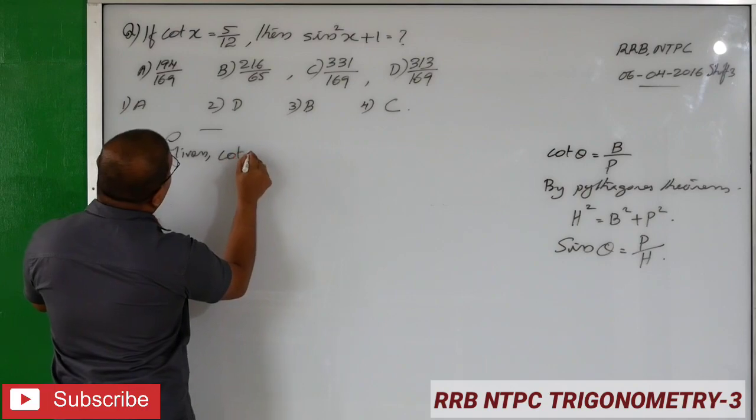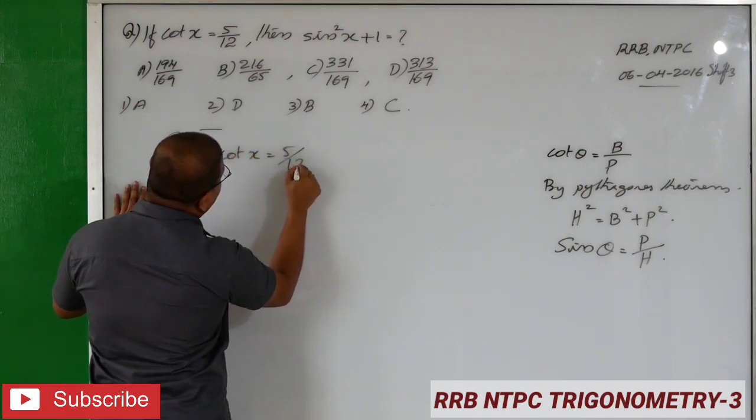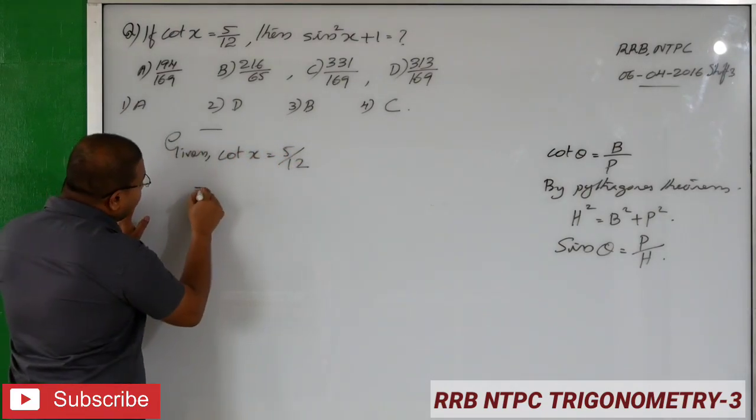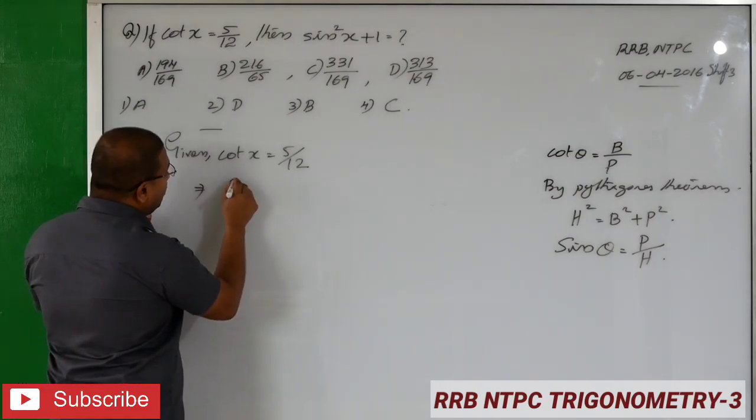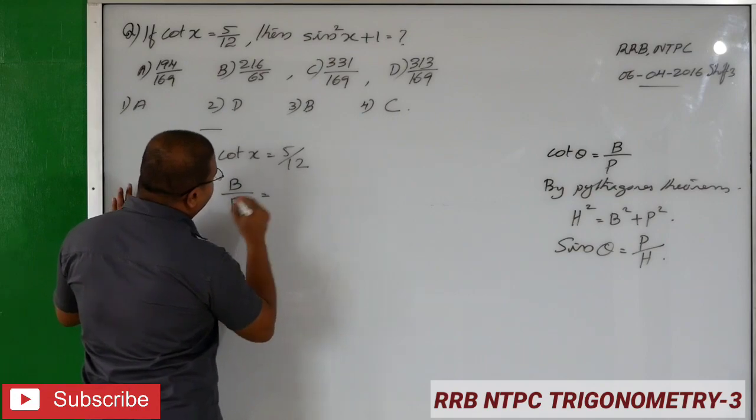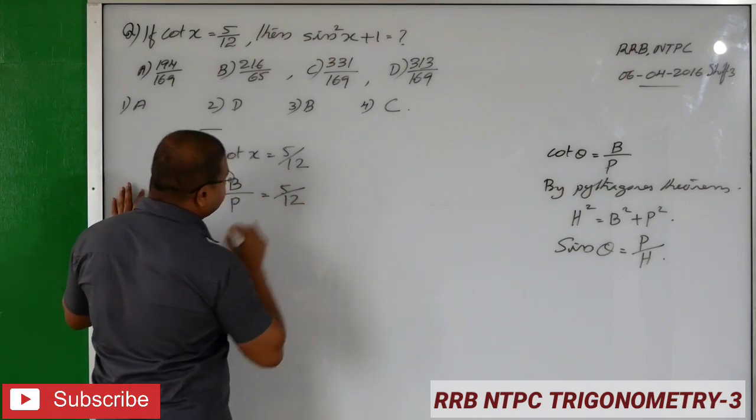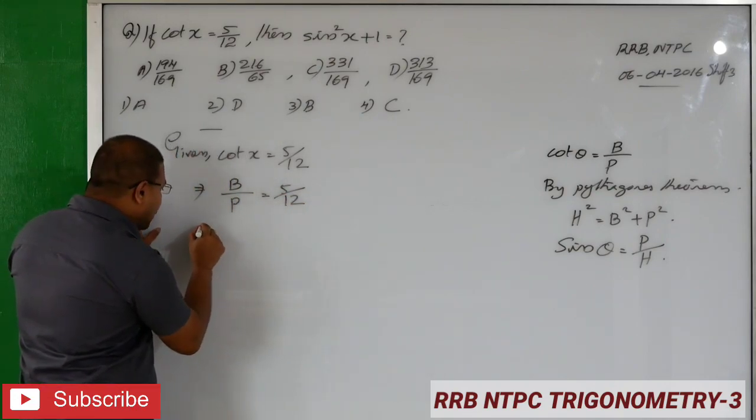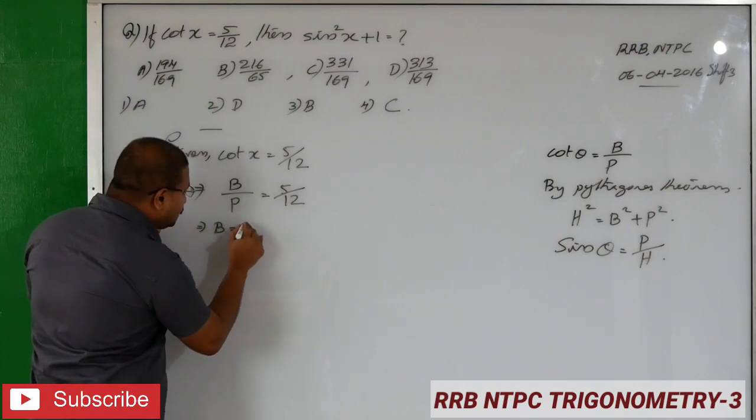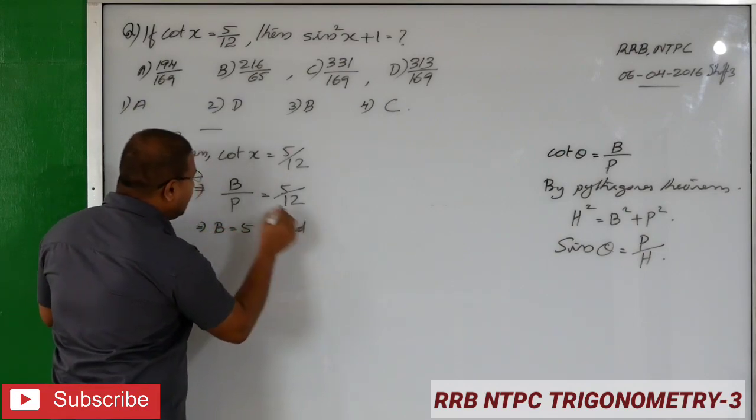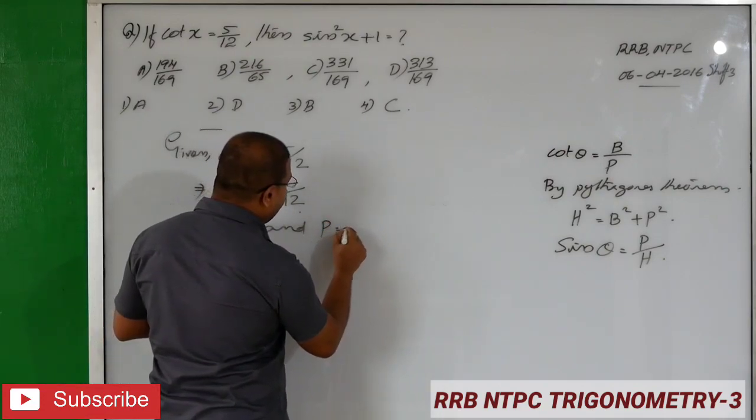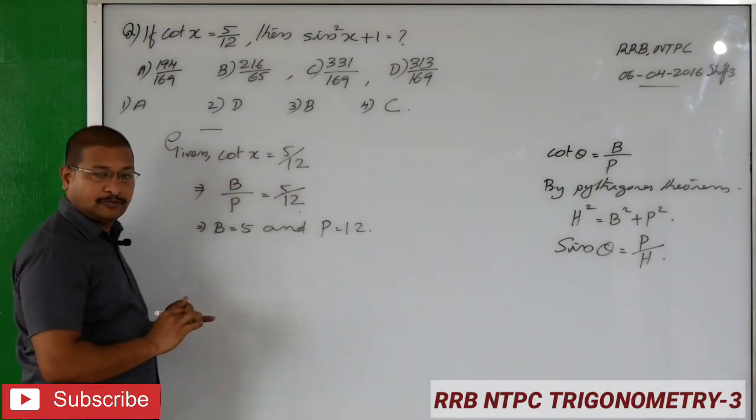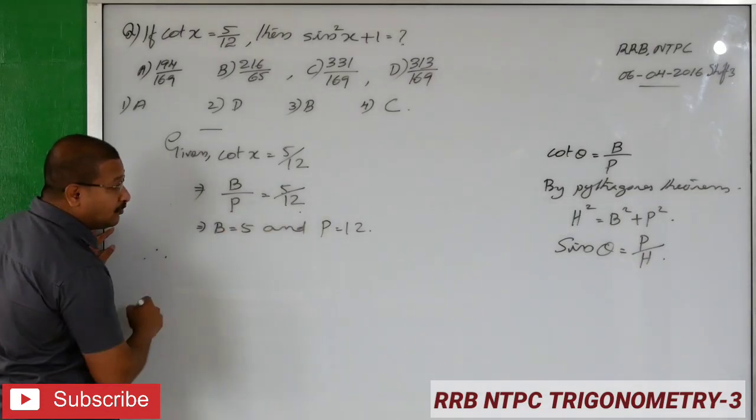Given cot x equals 5 by 12. Cot theta means, we know, base by perpendicular. So cot x means what will you write? Base by perpendicular equals 5 by 12. Ready? This implies base equals 5 and perpendicular equals 12.